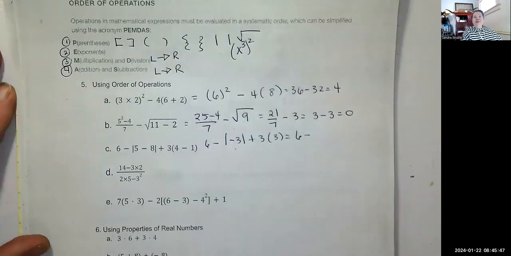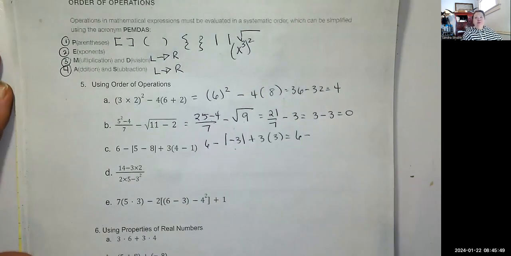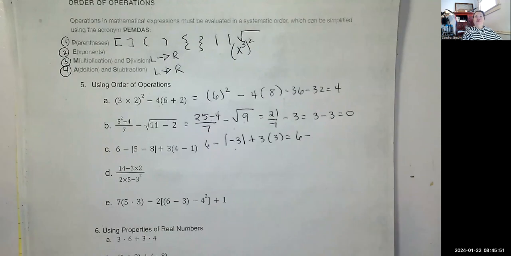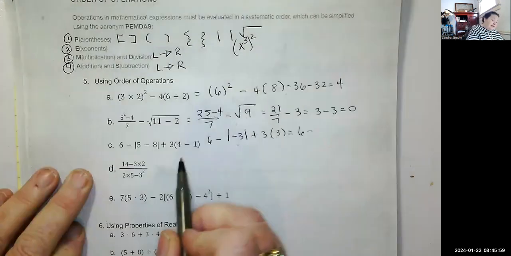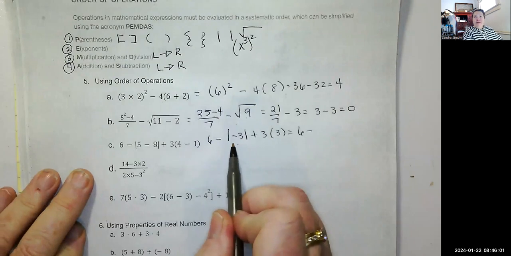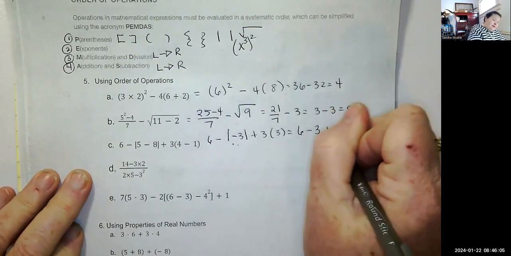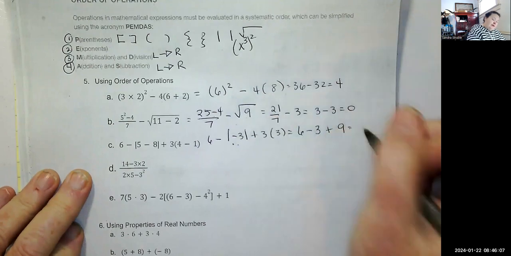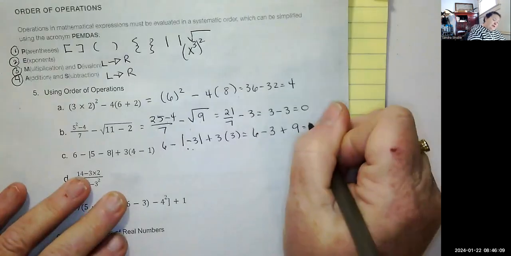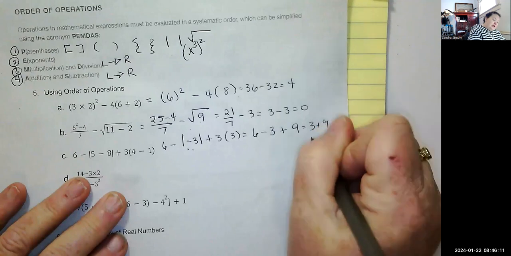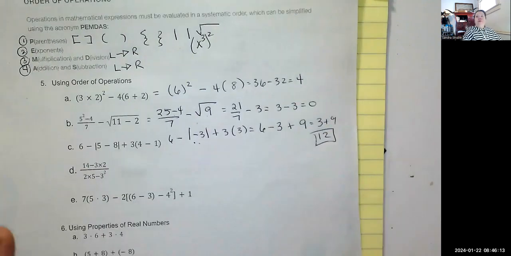If you've never seen an absolute value, you've all seen it, you might have just forgotten. It's just the distance between 0 and that number. So it always, always, always has to be positive. So between 0 and negative 3 is 3. So 6 minus 3 plus 3 times 3 is 9. 6 minus 3 is 3 plus 9 is 12. Okay.